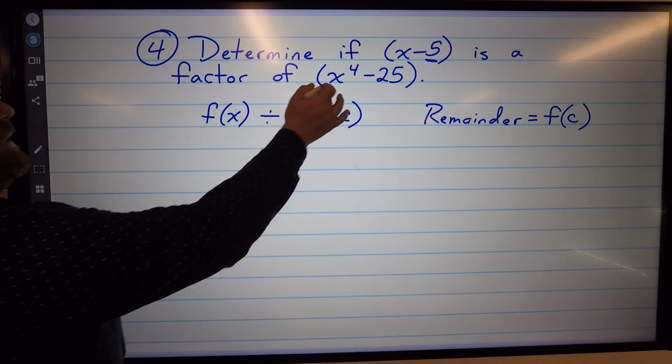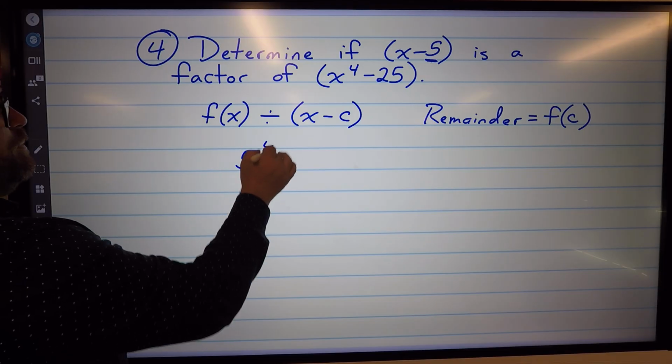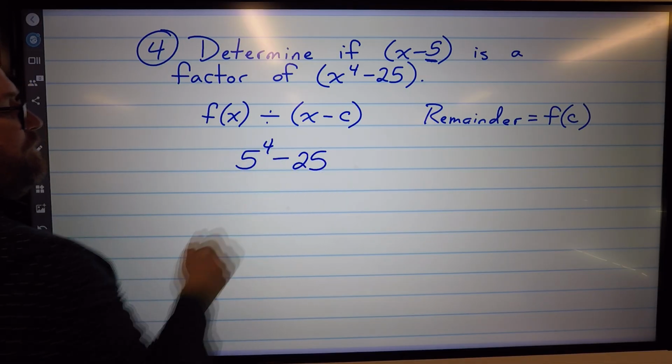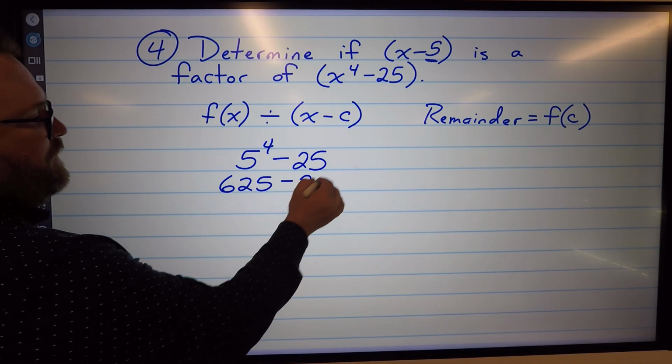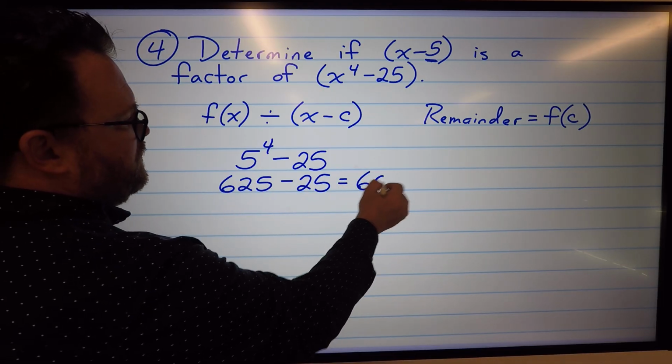So let's plug in 5 for x. So we're going to do 5 to the fourth power minus 25. 5 to the fourth power is 625. Minus 25, that's definitely not going to be 0, so that's going to be 600.